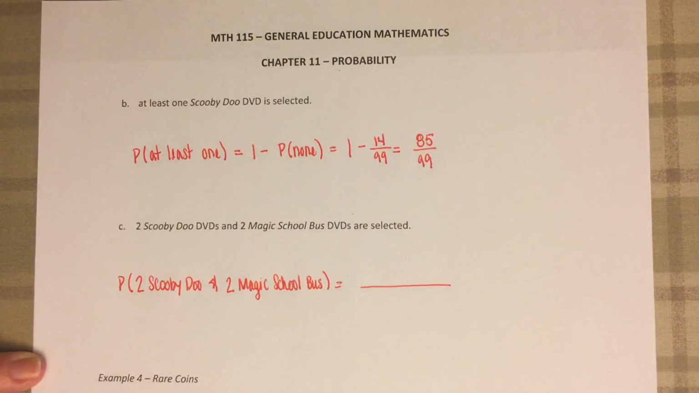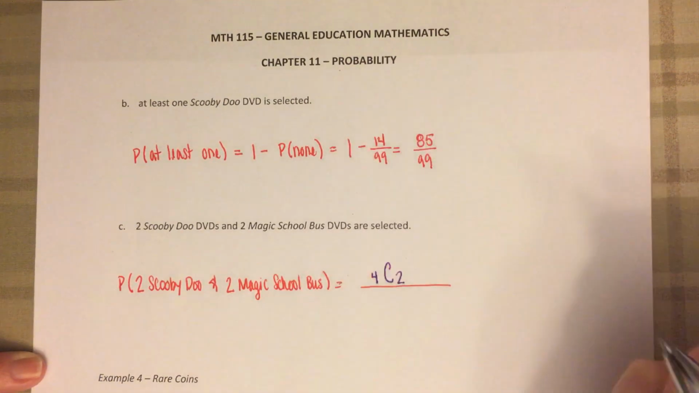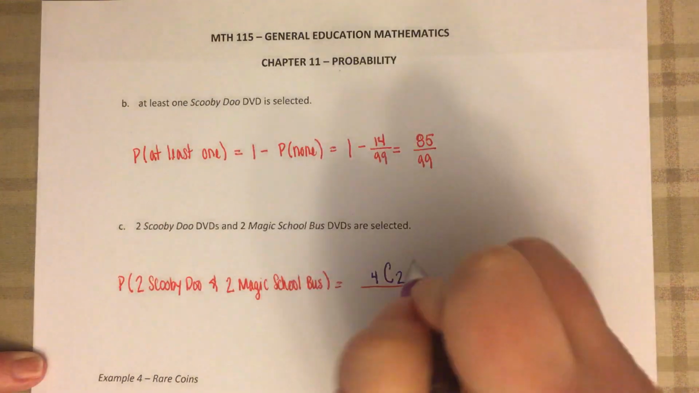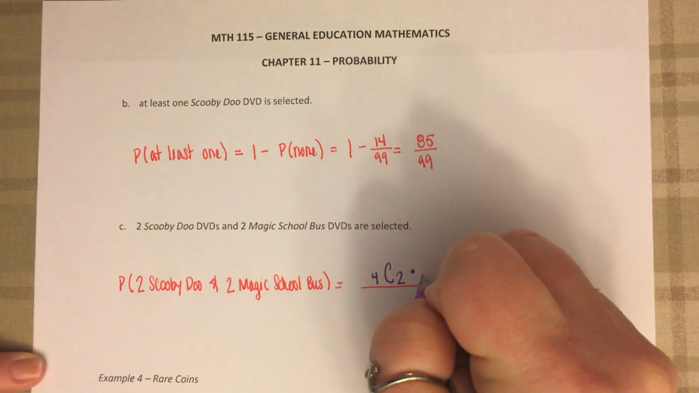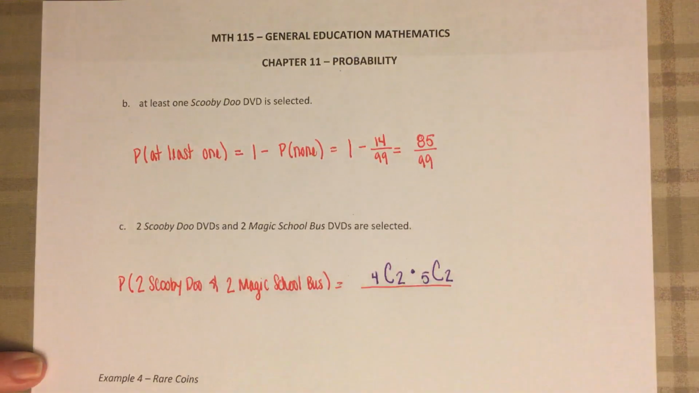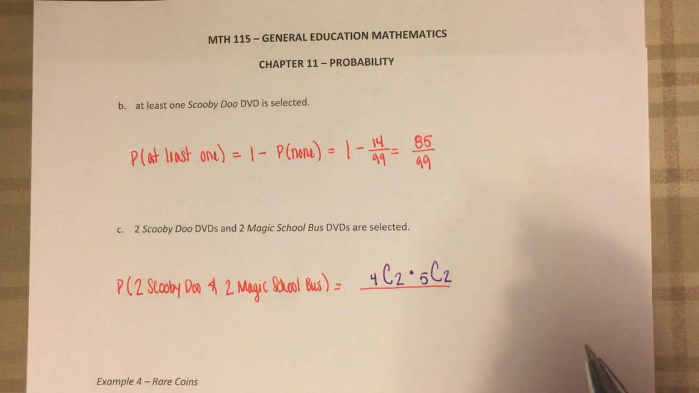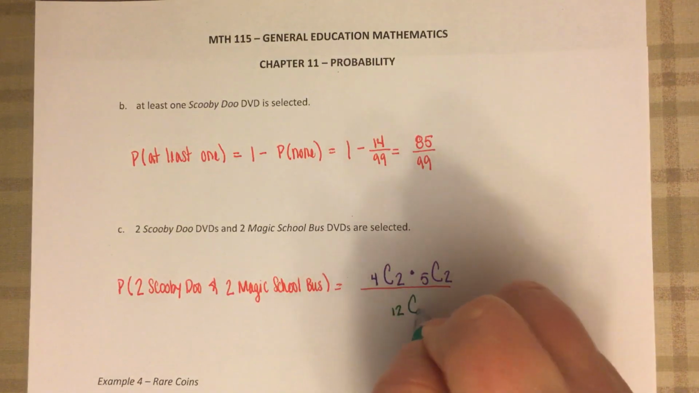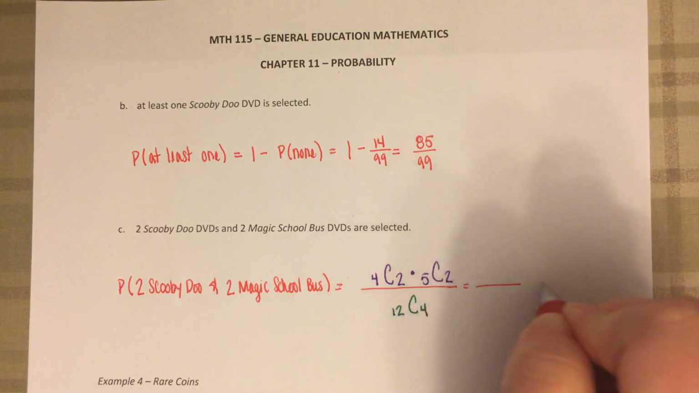All right, so up top, looking at our Scooby-Doo DVDs. If we go back to the original problem at the bottom of the previous page, there's a total of 4 Scooby-Doo DVDs. So we're going to do 4C2 for our Scooby-Doo DVDs. And then we're going to multiply this by our number of Magic School Bus combinations. So Magic School Bus, we have 5, and we're selecting 2 out of those 5. So our numerator is going to be 4C2 times 5C2. Our denominator, just like A, is going to be 12C4. We're still taking this out of our total of 12 DVDs.